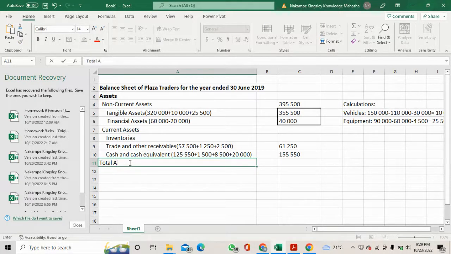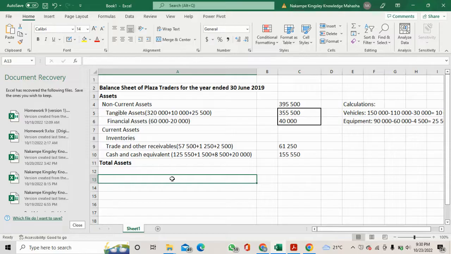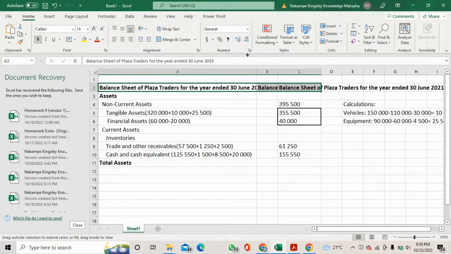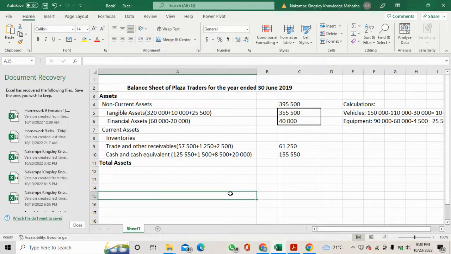So after we're done here, we're going to have what we call our total assets, because now we have considered all the assets. But we cannot total our assets yet because we do not have our inventory. So since we don't have our inventory, let's move to our equities and liabilities. Let me fix here first.